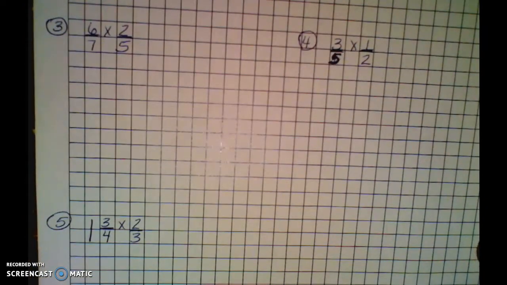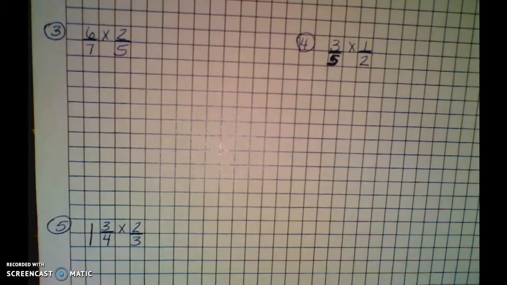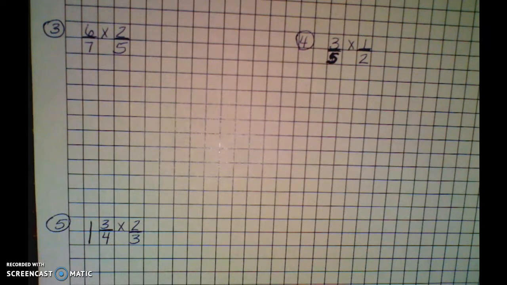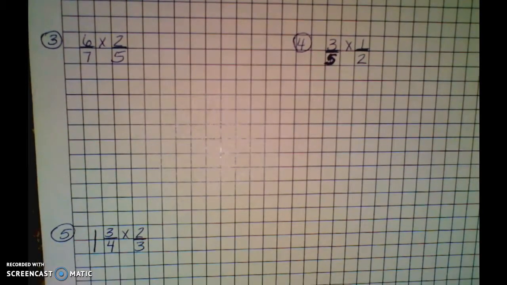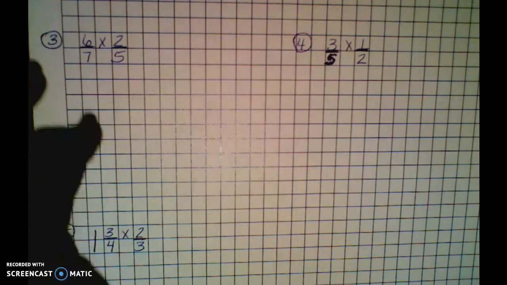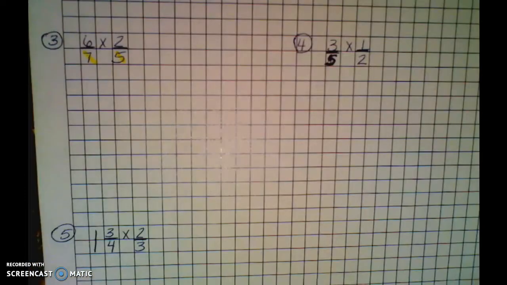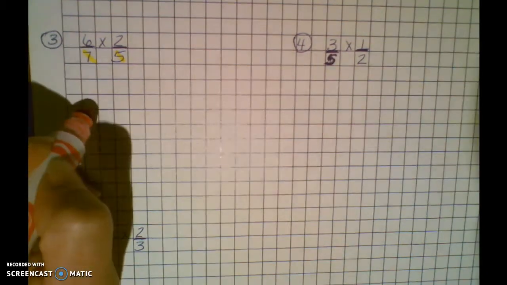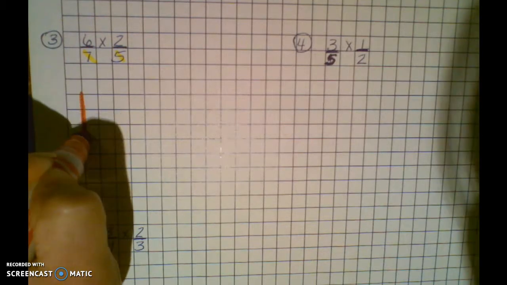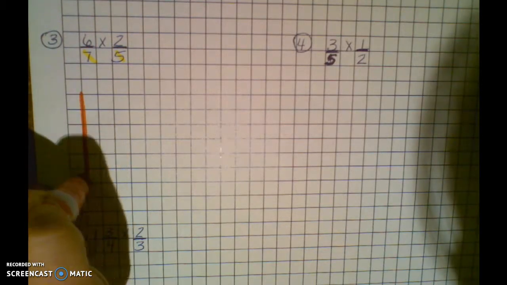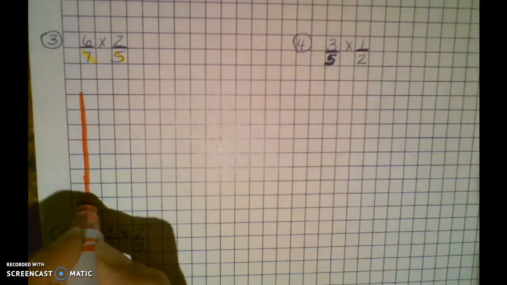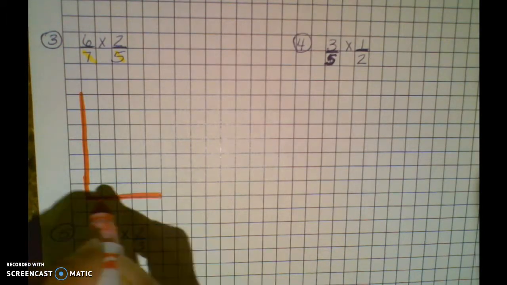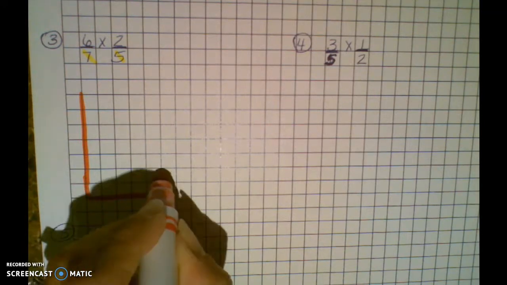Let's try another. Here, our denominators are a little bigger, but that does not change the way we treat this problem, okay? So, again, I'm going to look and say my denominators are 7 and 5, so that means my model needs to be 7, 1, 2, 3, 4, 5, 6, 7 by 5, 1, 2, 3, 4, 5.